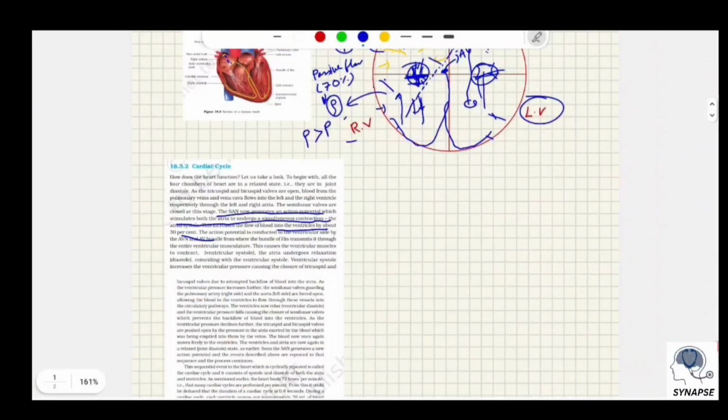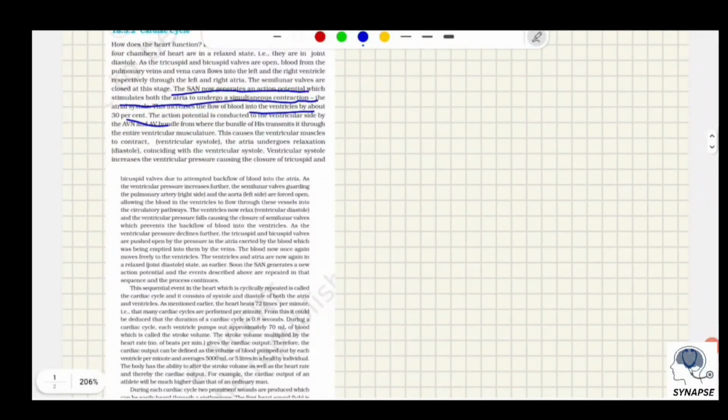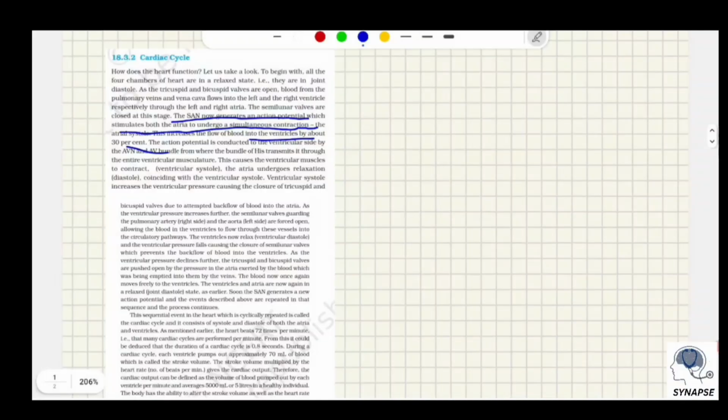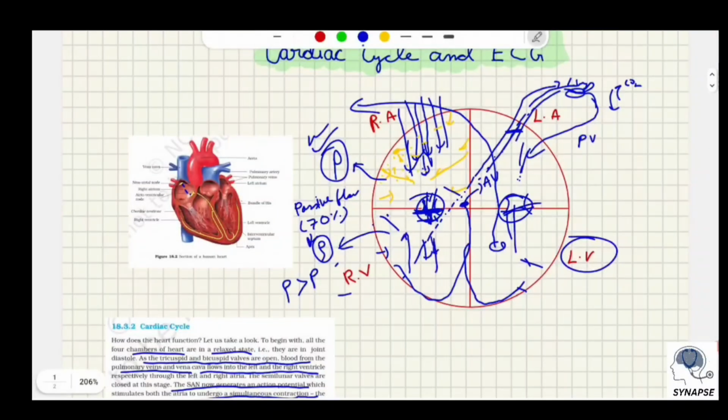Here we will try to see what is written in your NCERT, so that it will be easier for you. To begin with, all the four chambers of the heart are in a relaxed state, as I mentioned earlier. The bicuspid and tricuspid valves are open and the blood flows from the pulmonary vein and vena cava into the left and right ventricle. As I said, the bilateral events are occurring simultaneously. I have started everything from the right atrium and gone to the right ventricle.